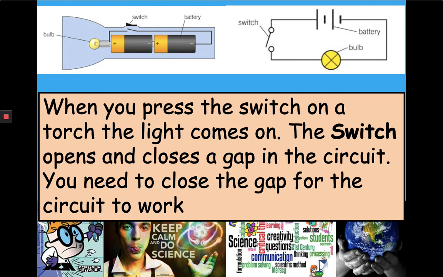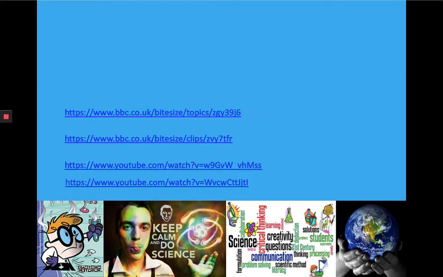As you can see the switch there on the torch, as you press the switch down, that closes that circuit. So then it's complete and the bulb lights up. Okay, that's how it works. So you need to close the gap for the circuit to work. Otherwise, that flow of charge cannot happen.